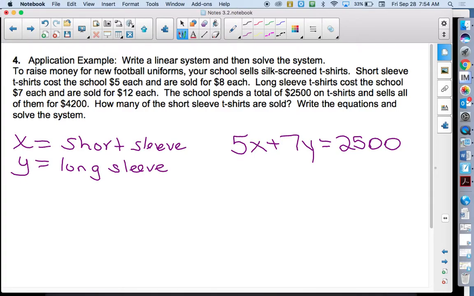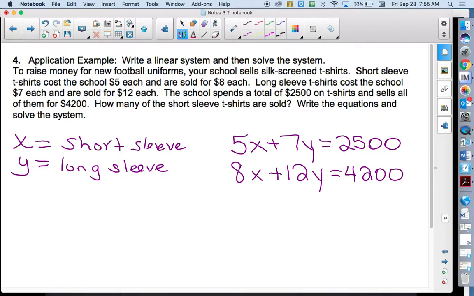And then Mackenzie, the second equation would be x plus 12y equals 4,200. And that would be what they sold it for. So how they made money versus the money that they spent. So then you have to decide what you want to do to solve the problem.